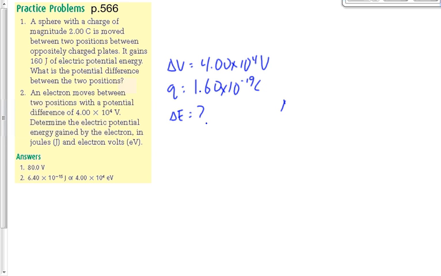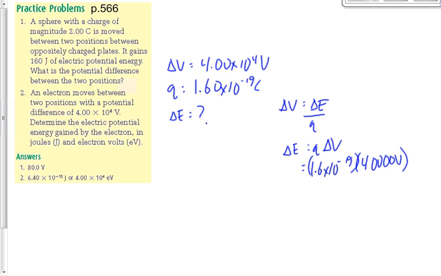Delta V is equal to delta E over Q. Rearrange that to solve for delta E. We get Q times delta V. So 1.6 times 10 to the minus 19 times 40,000 volts. What does that give me? 6.4 times 10 to the minus 15.